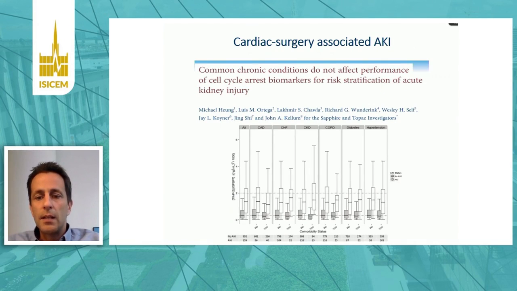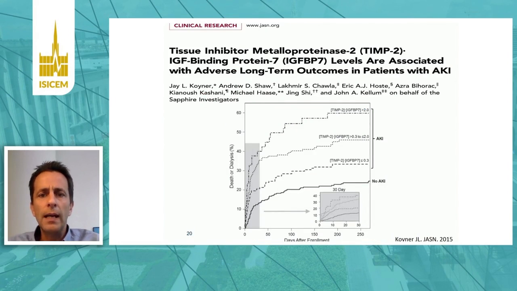In this study, the authors investigated whether TIMP2 and IGFBP7 levels are influenced by different comorbidities. Here, they demonstrated that TIMP2 and IGFBP7 levels only increase in patients who subsequently developed acute kidney injury, but the biomarker levels were not influenced by comorbidities, for example, chronic kidney disease or chronic heart failure. However, the biomarkers can also be used to predict adverse long-term outcomes, as you can see here.